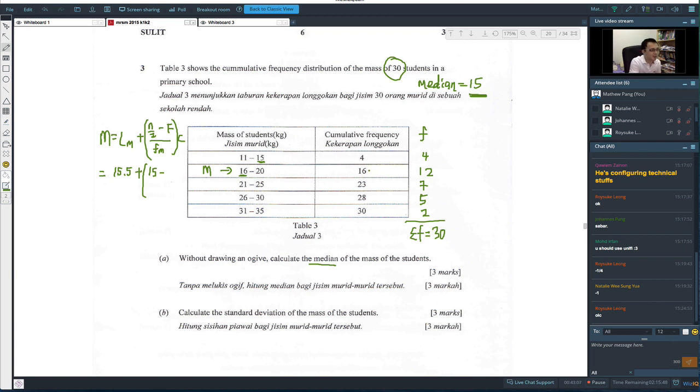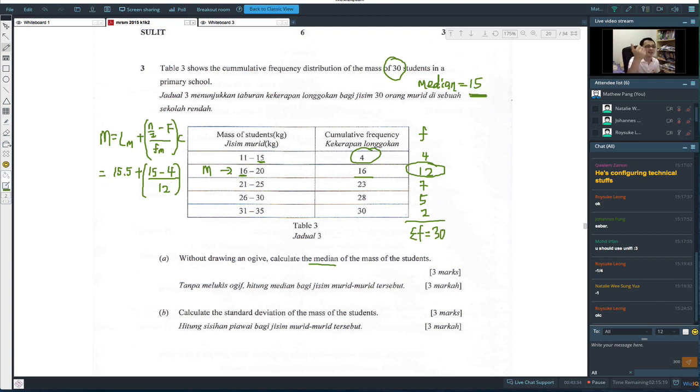Divided by the frequency of the median class. What is my frequency for this median class? It will be 12, because this median class has a frequency of 12. And then multiplied by class size. Class size is not something like 20 minus 16. If you do 20 minus 16, you are going to get it wrong. You just count the class as 16, 17, 18, 19, 20. It will be 5. Okay, class size will be 5.